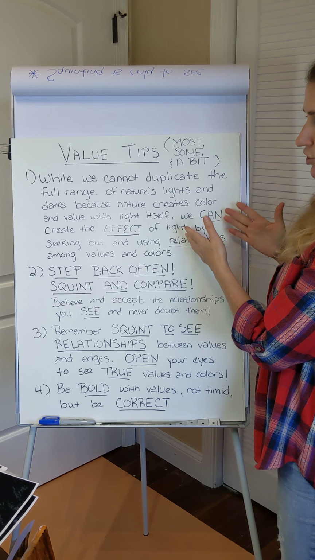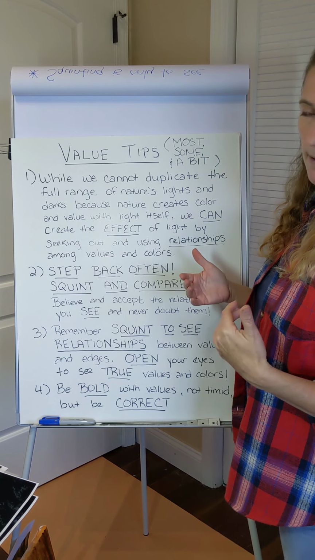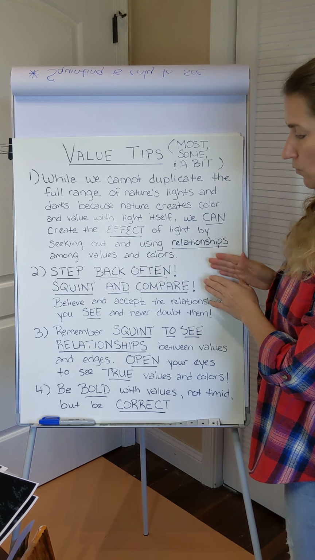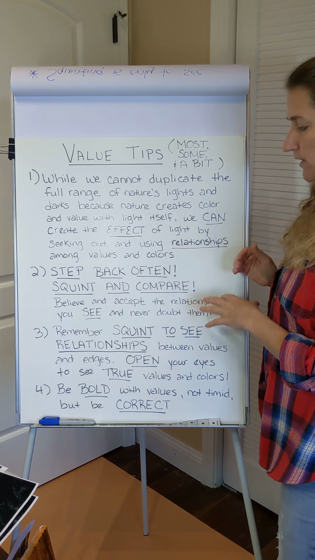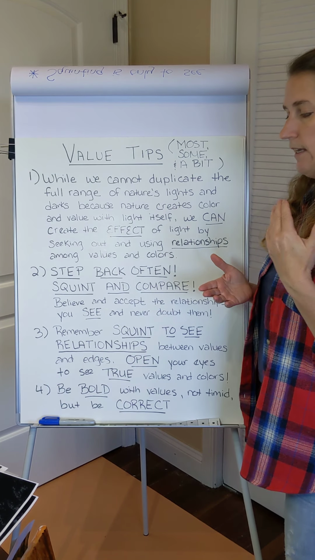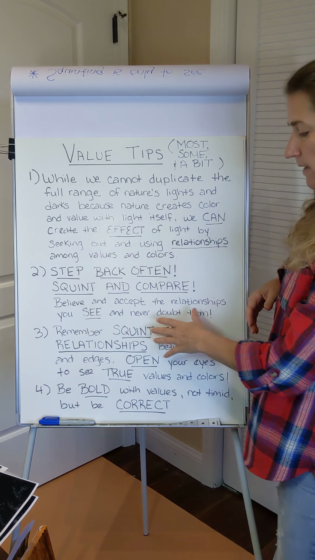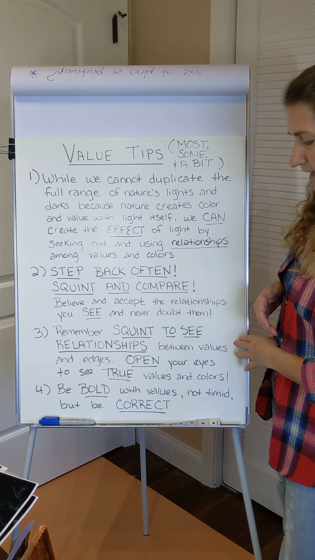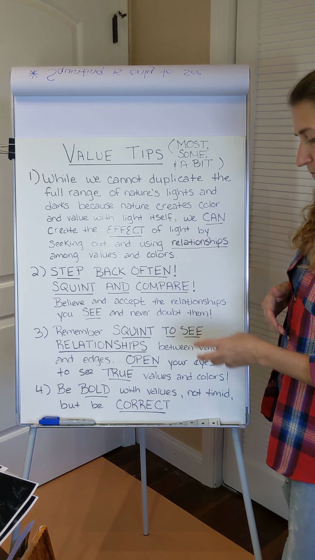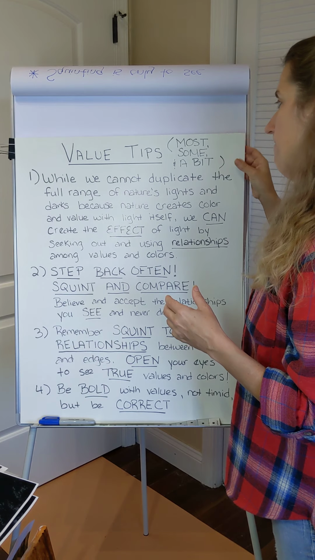We establish these relationships by stepping back, and as we're painting, multiple times we're going to step back and compare our relationships. Step back often, squint and compare. Believe and accept the relationships that you see and don't doubt them. It's really important that we paint what we see and not what our brain is trying to tell us. So remember, we're going to squint to see relationships between values and edges, but open our eyes to see the true values and colors. We want to be bold with our values and not be timid, but we want to make sure that we do have those values correct.